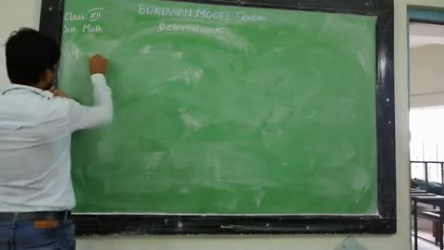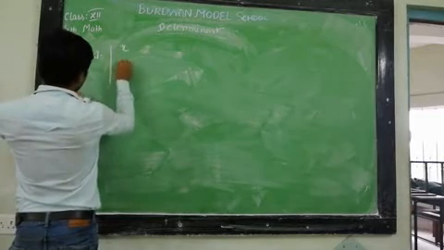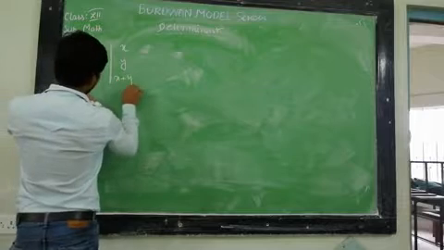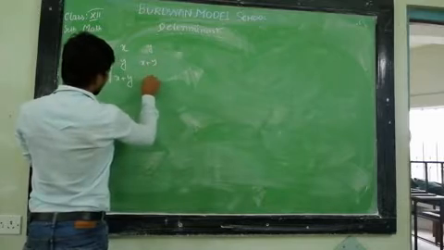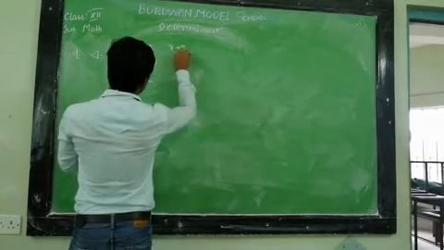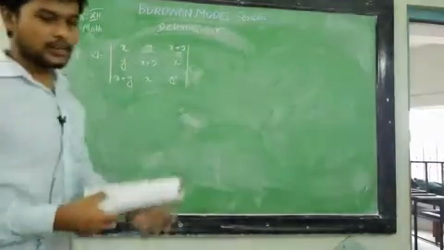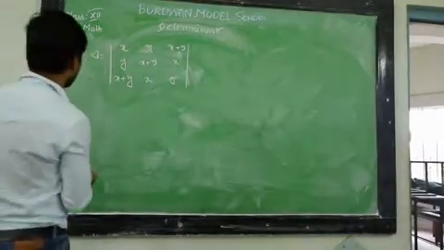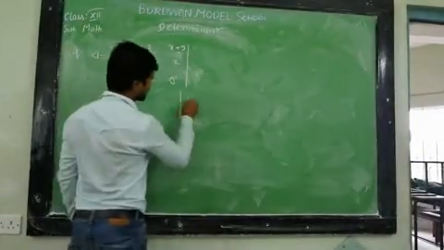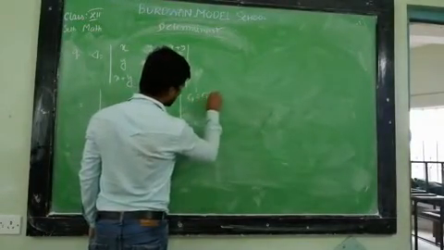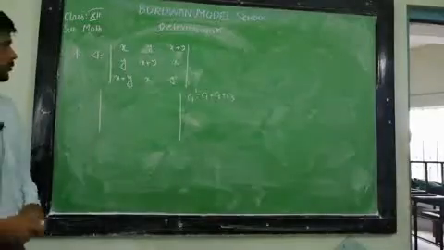So question number 9 is: evaluate the determinant with rows x, y, x plus y; y, x plus y, x; x plus y, x, y. We have to evaluate this determinant. First do the operation C1' equal to C1 plus C2 plus C3.